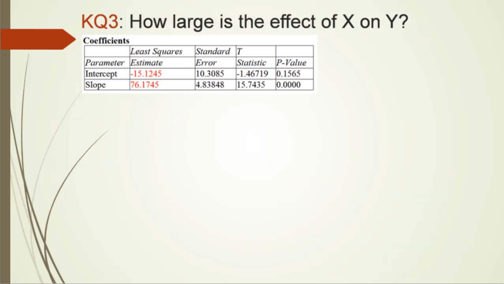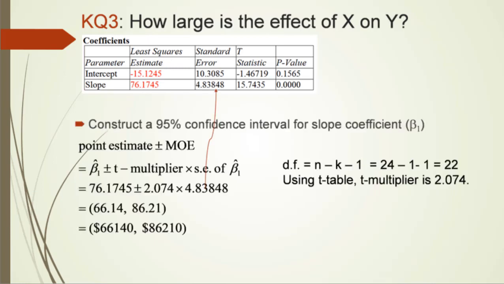If our answer to key question number 2 is yes, that is, x has an effect on y, subsequently we may be interested in estimating this effect, or ask ourselves how large is this effect. This is key question number 3. This question is an estimation problem, no longer a hypothesis testing question. We can estimate this effect by developing a confidence interval, say at 95% confidence level. This is fairly similar to what we have learned before. A point estimate plus minus MOE.